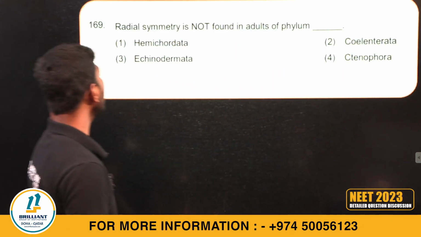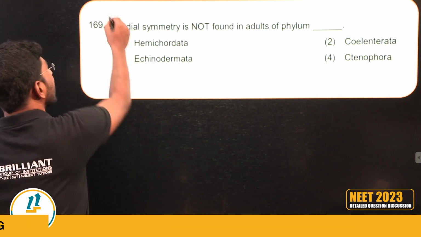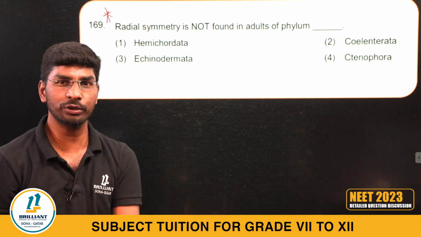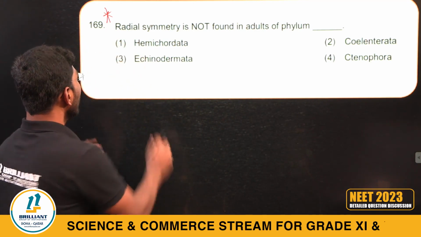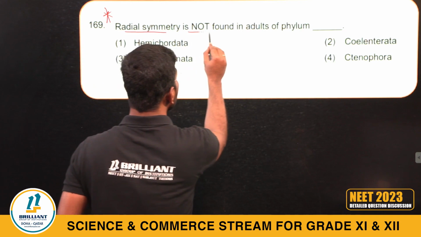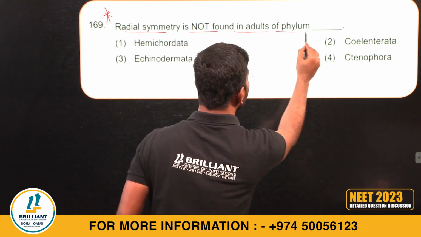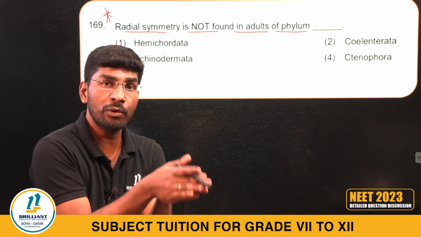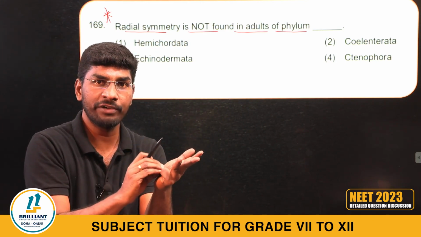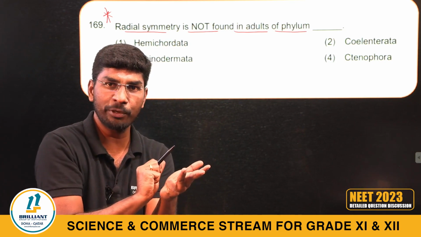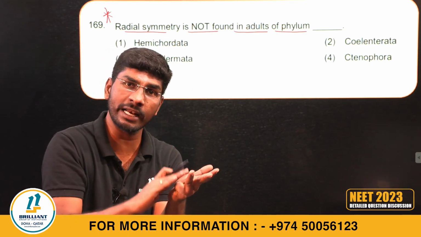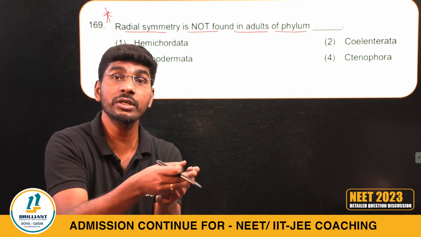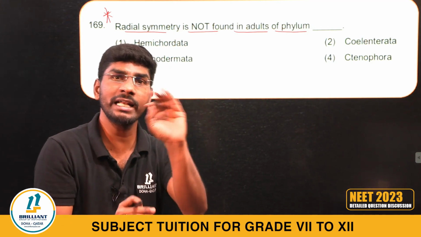Next question, 169, radial symmetry. You have to think about this question properly. Read what they are asking. Radial symmetry is not found in adults of which phylum? Poriferans are mostly asymmetrical; if symmetry is there, it is radial only. Coelenterata, Ctenophora, and adult Echinodermata show radial symmetry.